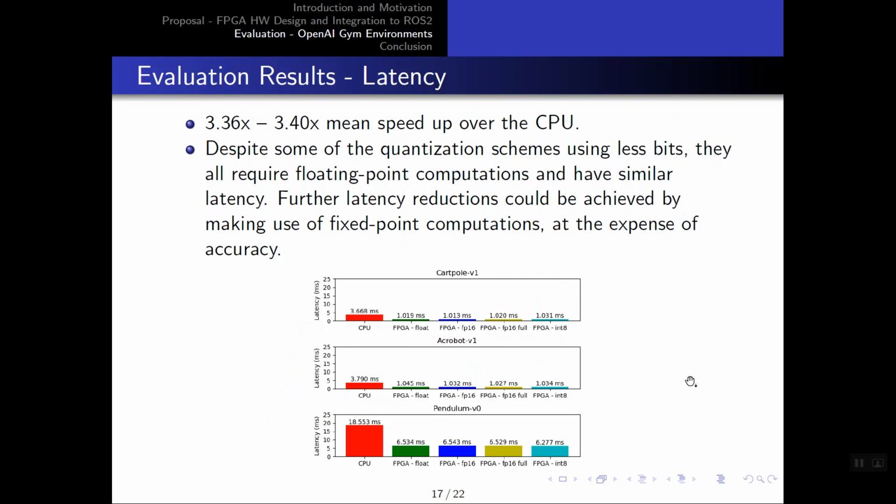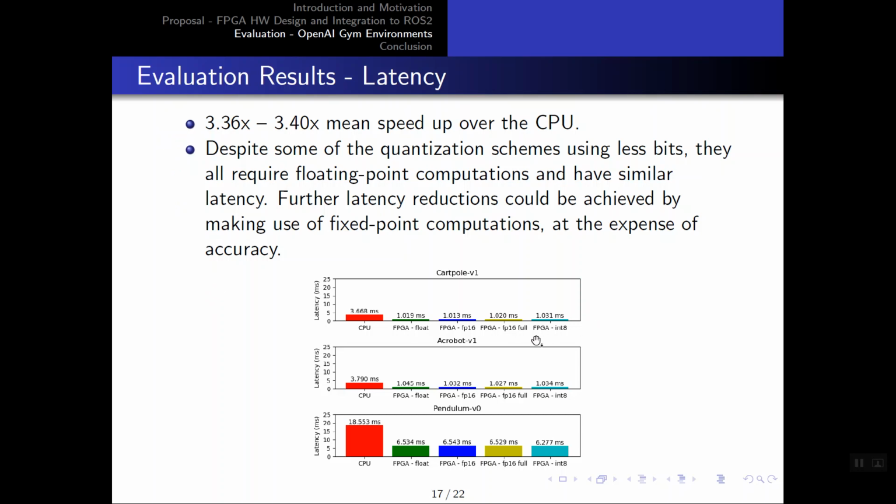Here are the evaluation results in terms of latency. We made use of the three quantization schemes that we described previously, FP16, FP16 full, and int8. We also compared with an FPGA design, which we call here FPGA float, which uses no quantization. And we also have here the Intel CPU. In all three environments, we observed that the FPGA design was able to perform the neural network computation faster than the Intel CPU, with a mean speed up in the range between 3.36 times and 3.4 times.